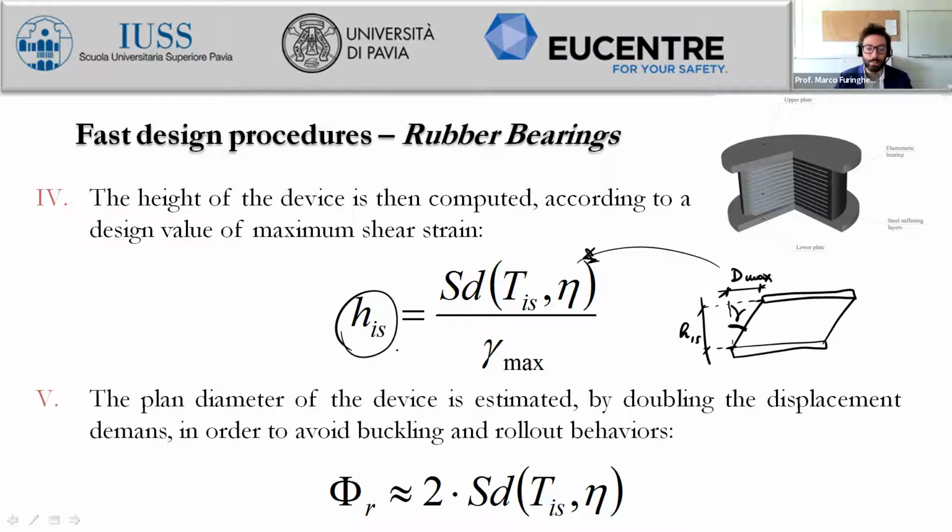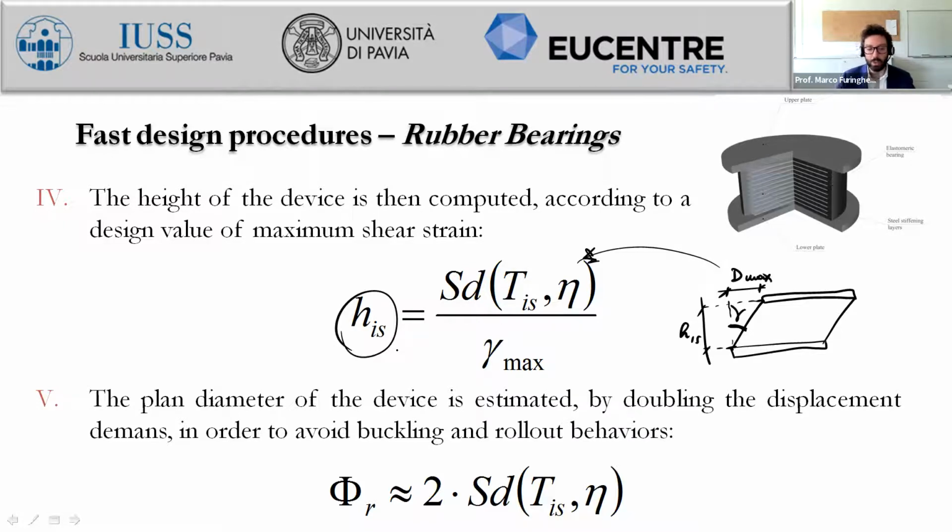Then in the fifth step of the procedure, we can come up with the last geometrical quantity of the device, which is the plane diameter of the device, because I'm assuming that the devices will be cylindrical. But there are a number of real applications where rubber bearings have a rectangular or square horizontal section. So you can consider, rather than the diameter, the overall sizes of the general shape of the horizontal section. If we consider the diameter, we can estimate it by doubling the displacement demand.